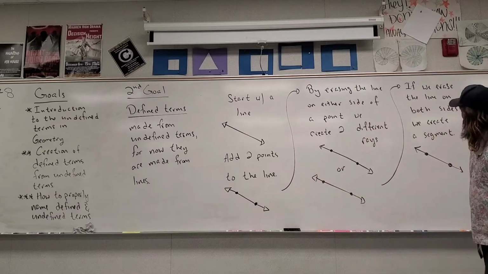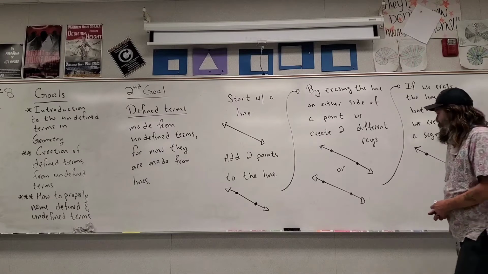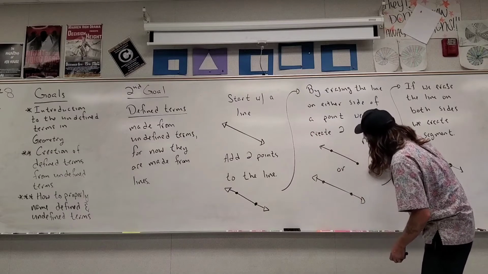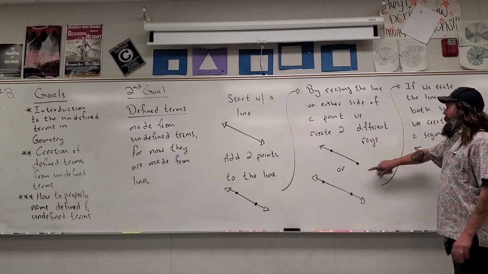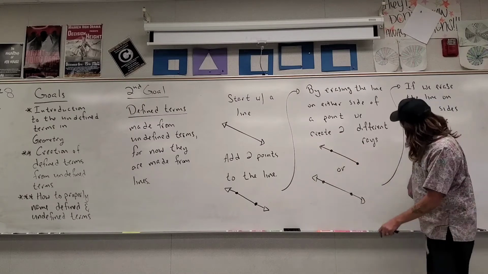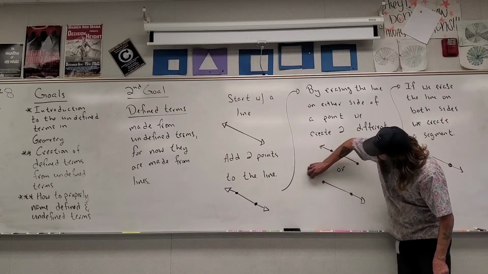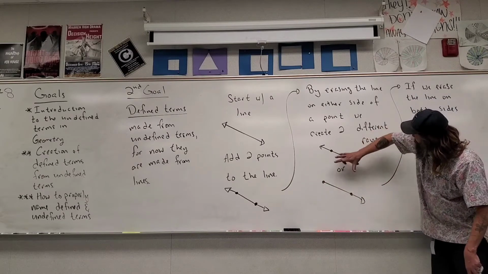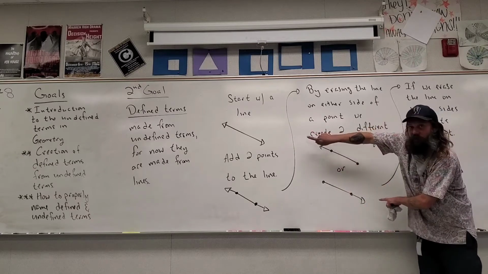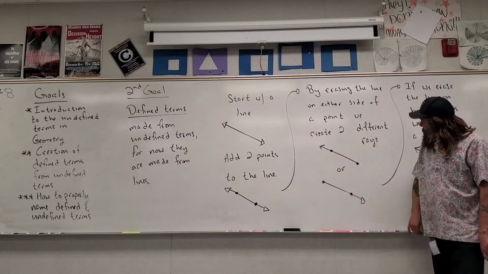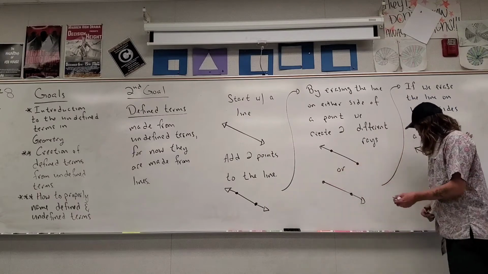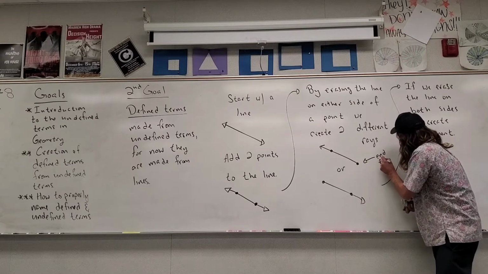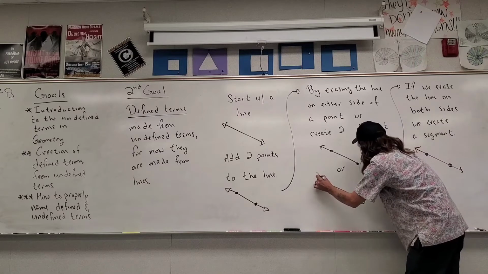By erasing the line on either side of a point, we create 2 different rays. So if I erase the line on this side, I've created a ray. And the ray is going in that direction. Now if I erase this side, I've created a different ray, which goes in this direction. Even though both of them share these in common, they are considered different. Okay, so that's how we create a ray. We just erase part of the line. We call this right here, this is now what we would consider an endpoint. And this is also an endpoint.